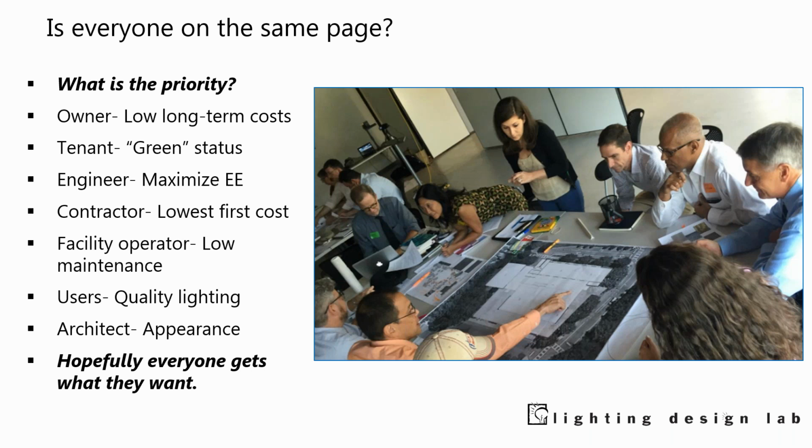If it's maybe a big institution, they have certain specifications or standards. It's like, okay, if you're going to be a tenant here, this is the kind of thing you need because it's good for us for low maintenance. And then the users of the space probably just want good lighting. And then the architect may be concerned about how things look. Hopefully everybody gets what they want, but it doesn't hurt to know that each of these different stakeholders may have different priorities.